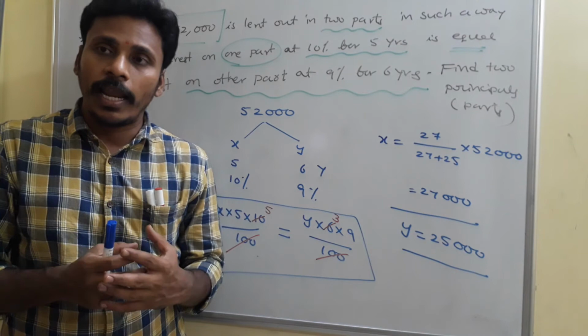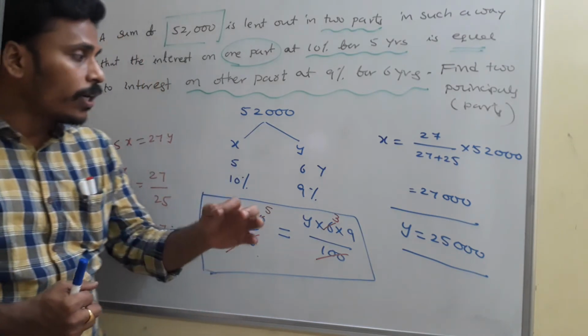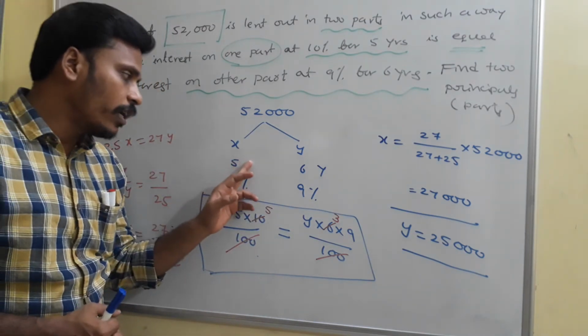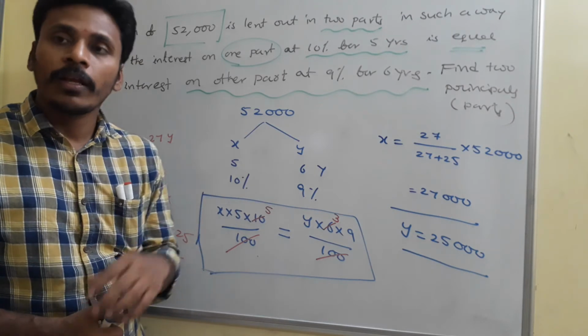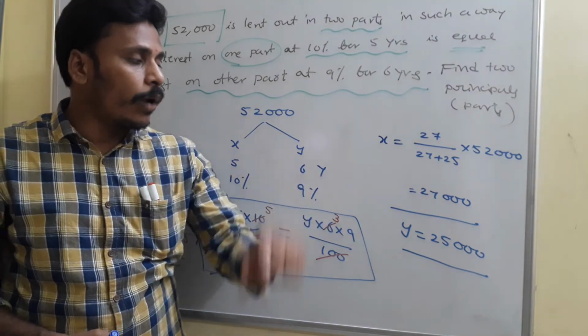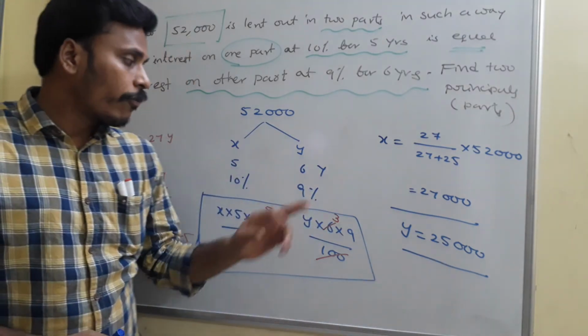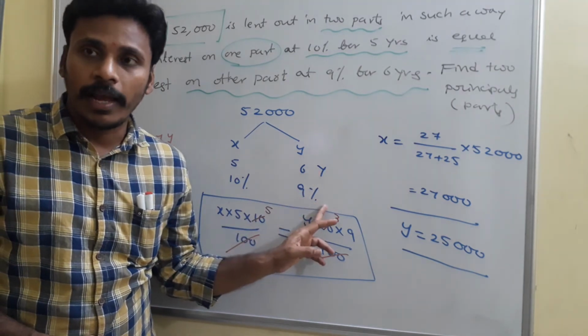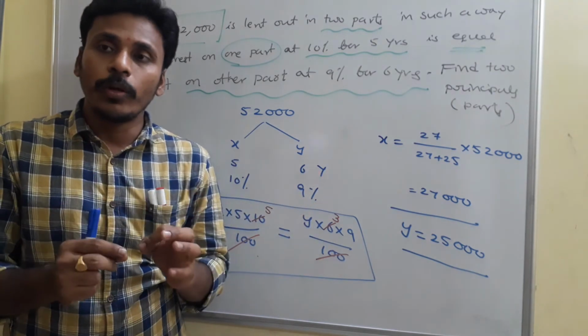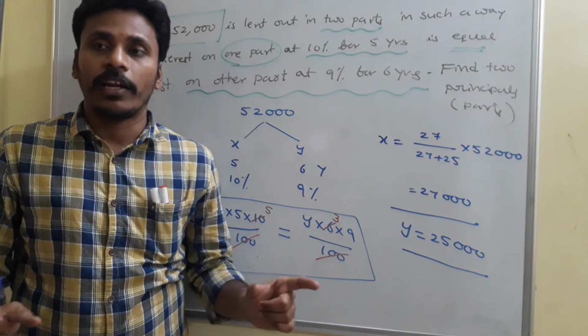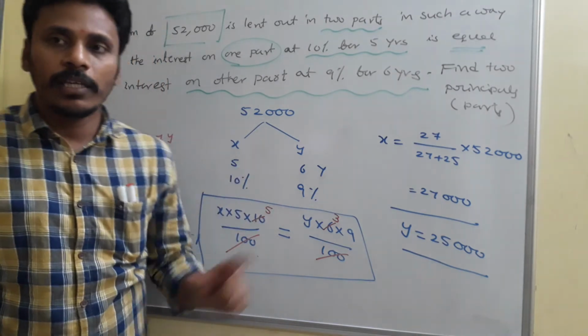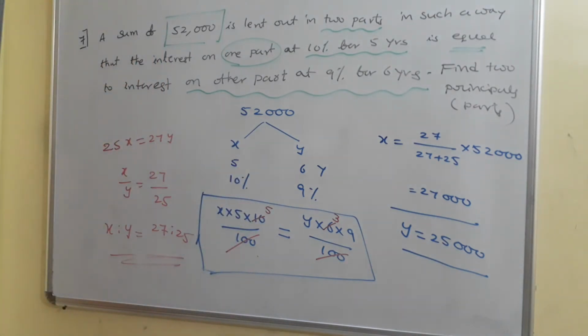If you invest 27,000 for 5 years at 10% per annum, and you invest 25,000 for 6 years at 9% per annum, in both cases you will get the same amount of interest, and that's the problem. Just have a look, and I will give you the next one, the 8th point.